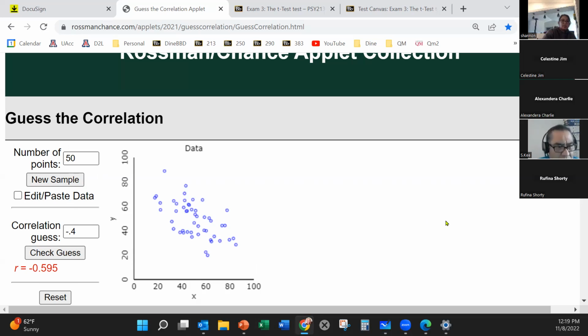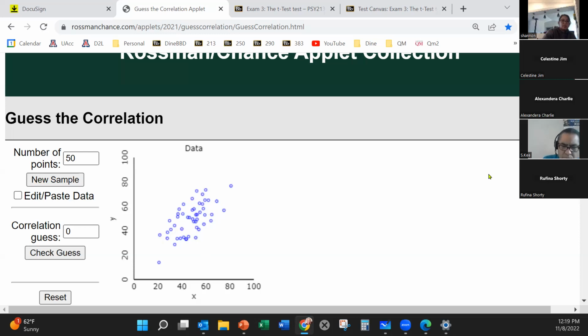Okay. And let's do two more because we're running a little low on time here. We'll do one more. All right, this is it. Let me have everyone put your numbers in the chat. Positive or negative. Looks to me somewhere between moderate and strong.